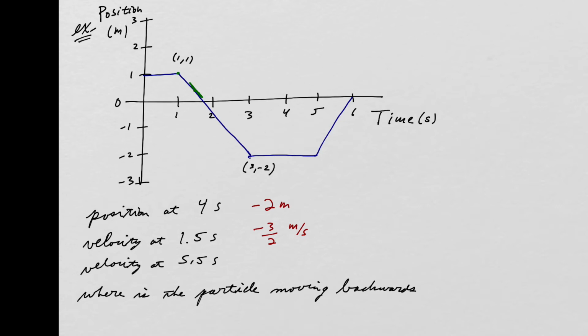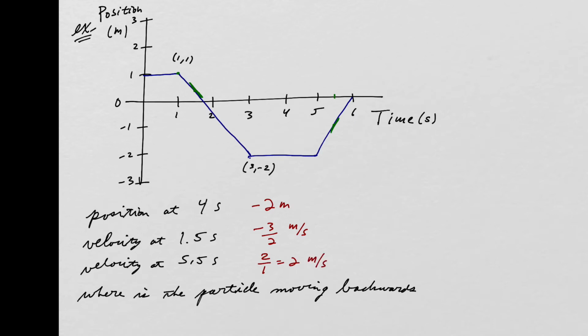What about the velocity at 5.5? Well, that would be this point, 5.5, so I go to the graph, I want to find this slope. Again, since it's constant from 5 to 6 seconds, I can just find the slope of that line. Well, in this case, my rise is +2, my run is +1, so this is going to be 2 over 1, which is 2 meters per second.